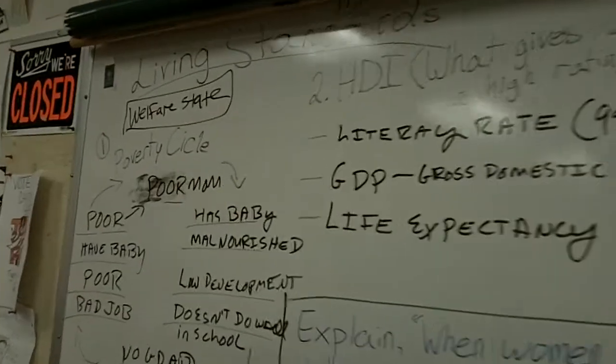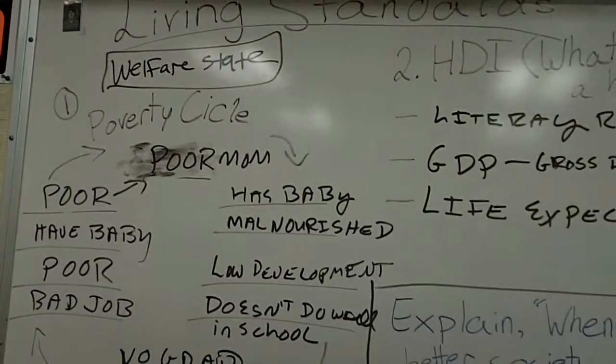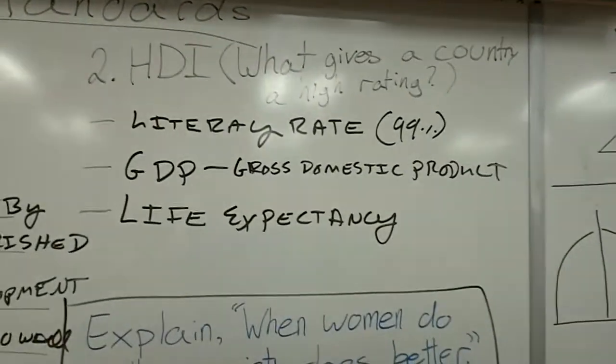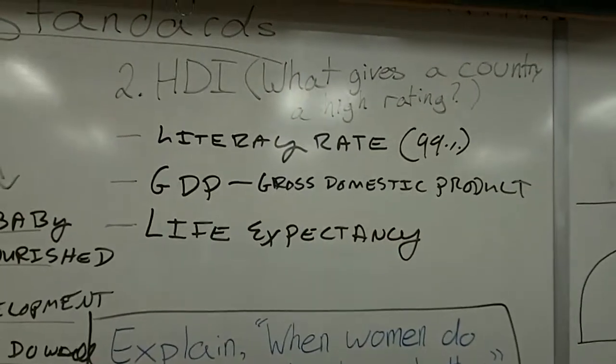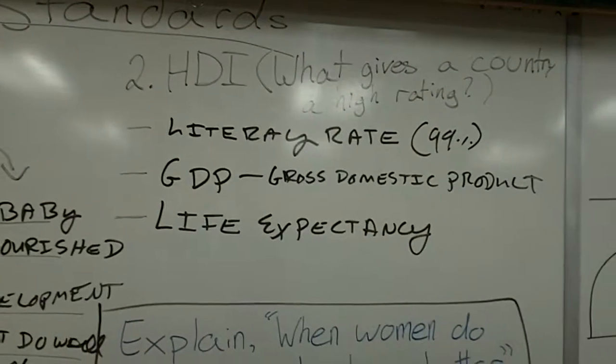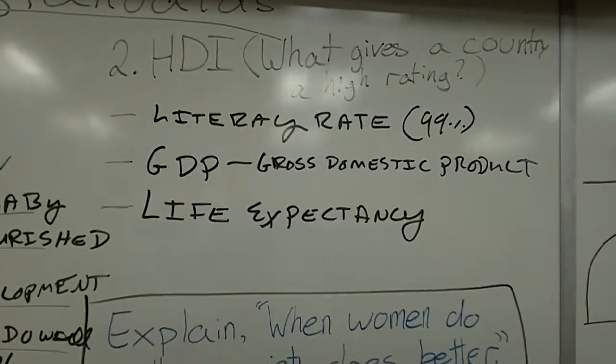Then we talked about the concept of living standards. So what is it like to live in a country with lots of poverty, etc.? And we looked at the UN. The UN, when they're deciding if a country is a good place to live or not, has created something called the Human Development Index. What gives a country a high rating is they'll have a high literacy rate, a high GDP, and a high life expectancy.